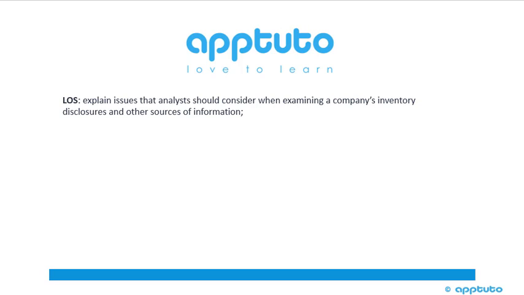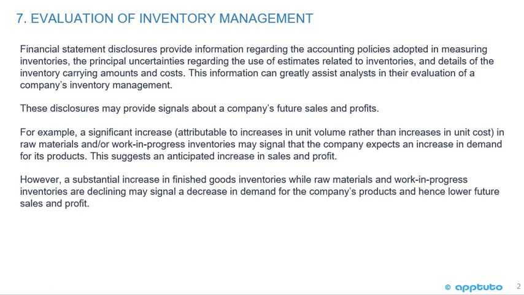This LOS is to explain issues that analysts should consider when examining a company's inventory disclosures and other sources of information. Evaluation of inventory management. Financial statement disclosure provides information regarding the accounting policies adopted in measuring inventories, the principal uncertainties regarding the use of estimates related to inventories, and details of the inventory carrying amounts and costs. This information can greatly assist analysts in their evaluation of a company's inventory management. These disclosures may provide signals about a company's future sales and profits as well.